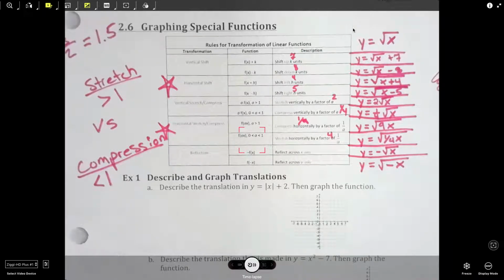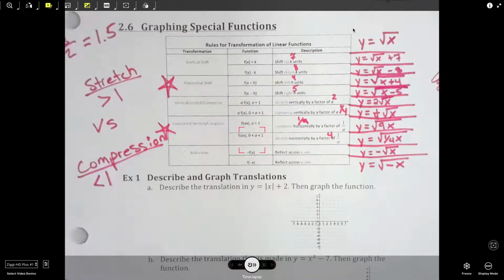Do I have a new sheet? A new note sheet? Wait, didn't I just give you that? Oh, you want one of these? That? Okay, perfect. There you go.